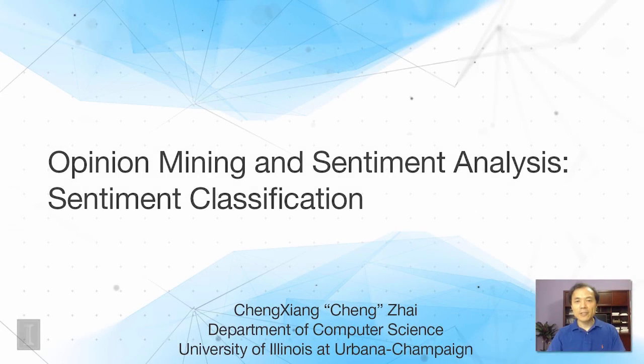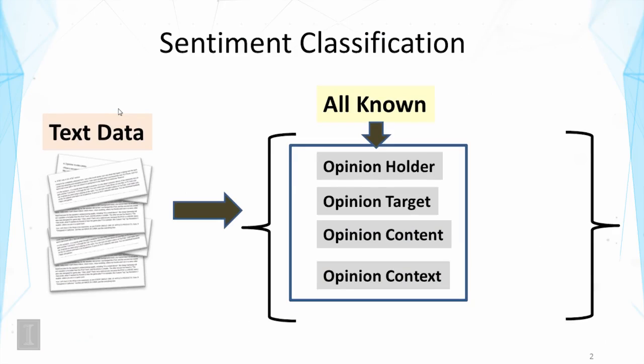This lecture is about sentiment classification. If we assume that most of the elements in the opinion representation are already known, then our only task may be just the sentiment classification, as shown in this case. So suppose we know who is the opinion holder and what's the opinion target, and also know the content and context of the opinion. Then we mainly need to decide the opinion sentiment of the review. So this is a case of just using sentiment classification for understanding opinion.